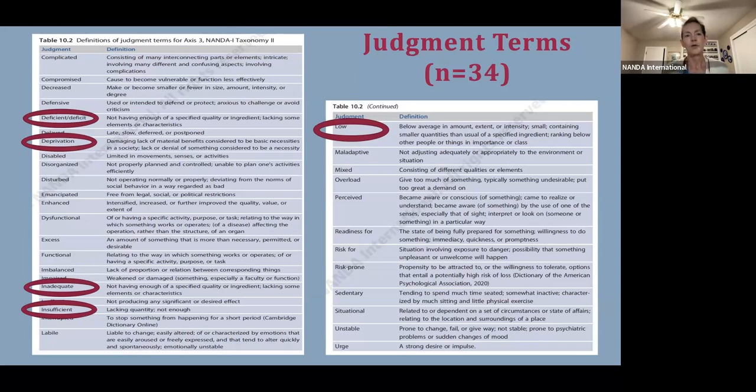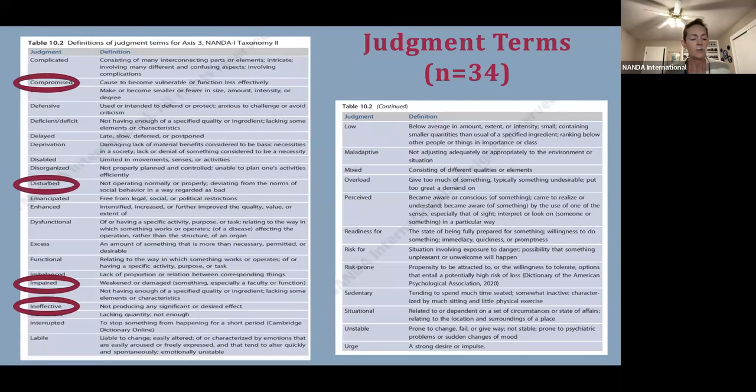The purpose is to better define our terms, to make them as clear and as easy to validate as possible. So we really need to focus in on what is the best judgment term that can cover all of these 5 terms, rather than having 5 terms that are really difficult to differentiate one from another. Another example here is we have compromised, disturbed, impaired, ineffective.